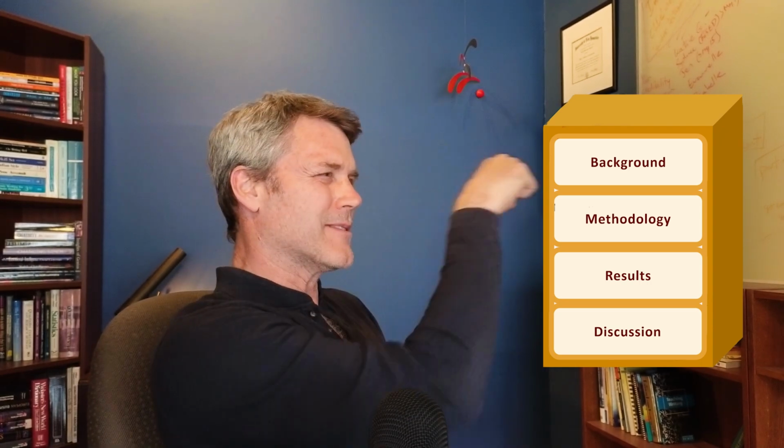Think about that structure, right? Background, methodology, results, and discussion. Why do we do a paper that way? It's kind of like a filing cabinet, right? Background, methods, results, discussion. We know where each thing is. And that's actually exactly why we write a paper that way.